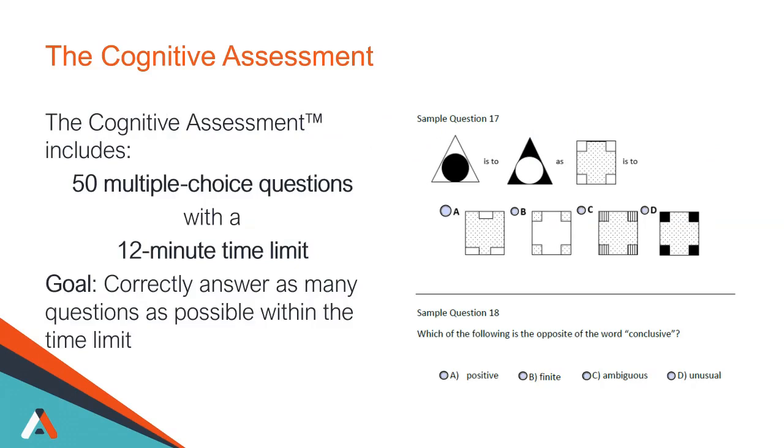The PI Cognitive Assessment is a 12-minute timed assessment that consists of 50 questions, of which there are three categories: verbal, numeric, and abstract. The two sample questions that you see here represent examples of abstract and verbal thinking questions. Respondents are instructed to answer as many questions as possible in the allotted 12 minutes. The score of the PI Cognitive Assessment is a scaled score based on the number of correct responses and is a measure of general cognitive ability.